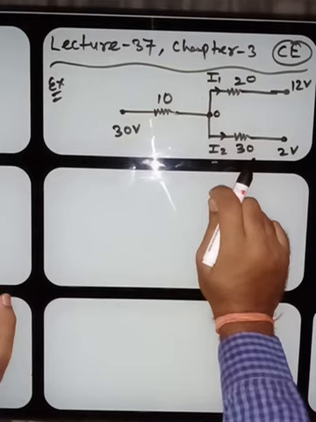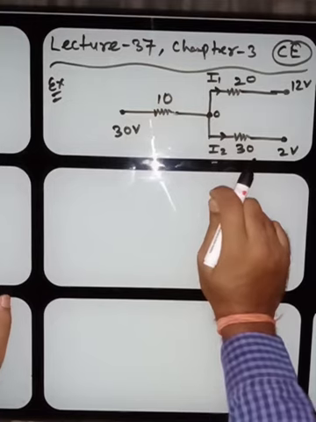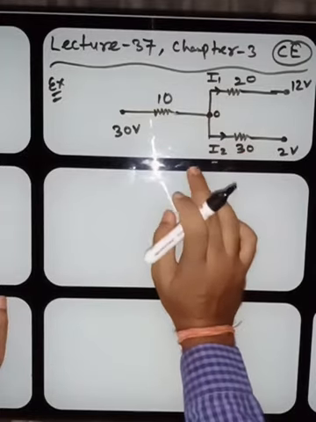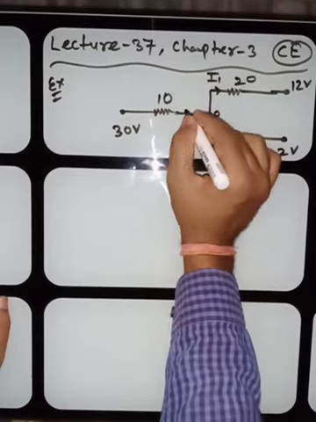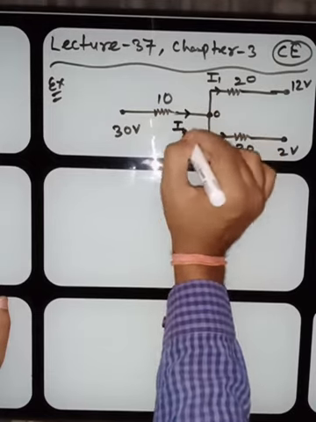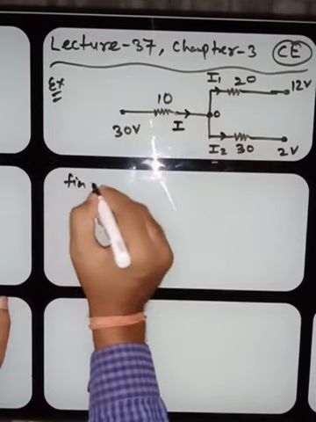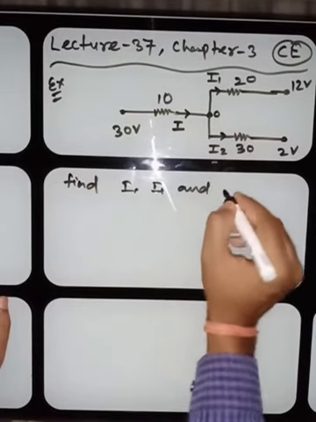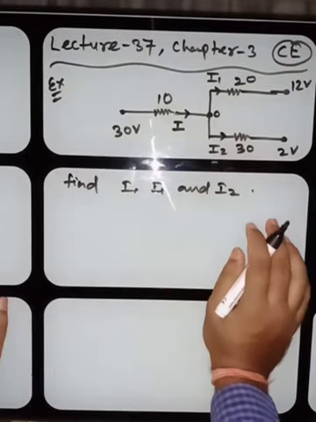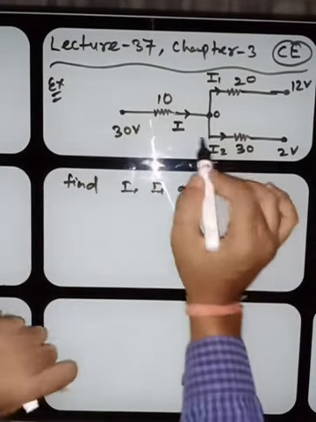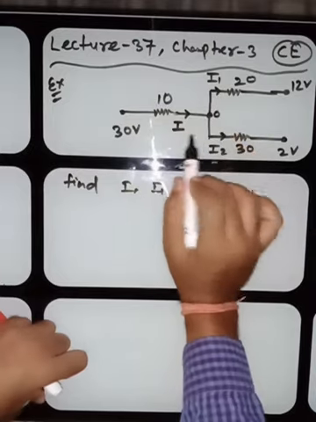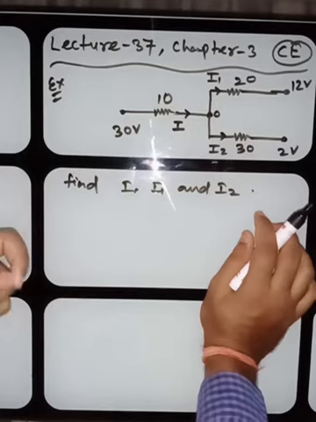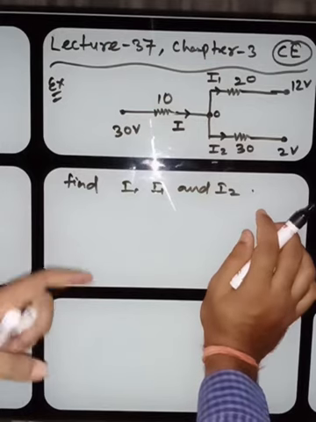Of course, you have to use the law here, the KCL, Kirchhoff's current law. And if this current is I, we don't know it. The question is to find I1 and I2. To find I, it is very easy: this I breaks into two parts, so I will be I1 plus I2. So you can solve. But the major work is to find I1 and I2, my dear student.